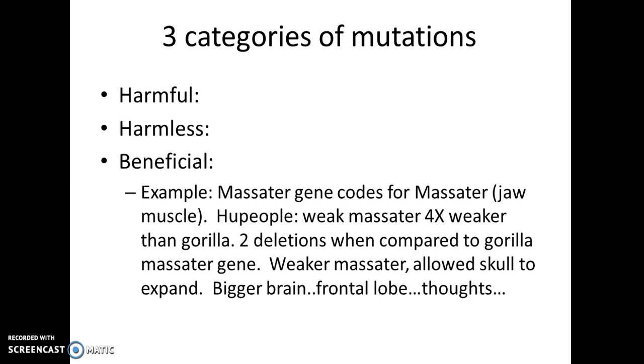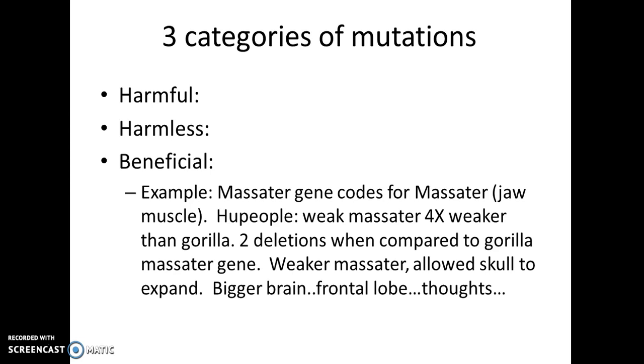Sometimes it can be harmless, right? With base substitutions, you can change from one base to another and still keep the same amino acid or the same type of amino acid, so you maintain the protein shape. And rarely will a mutation be beneficial, but it can happen.